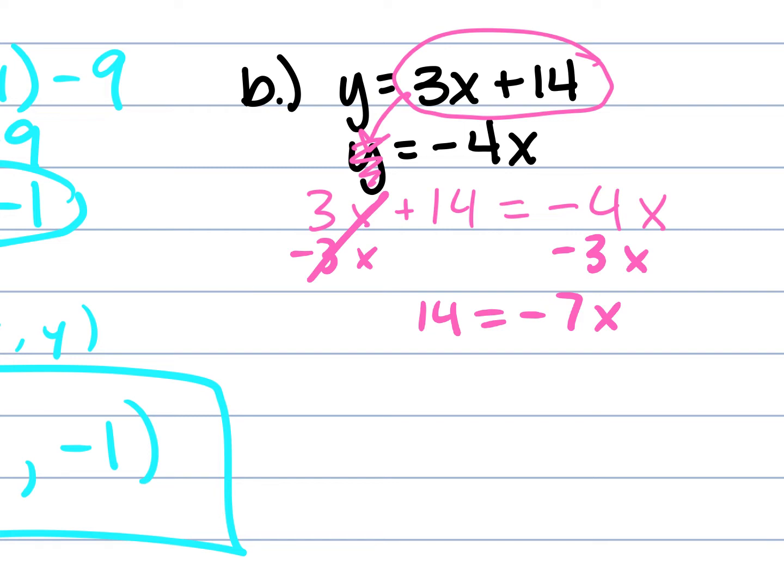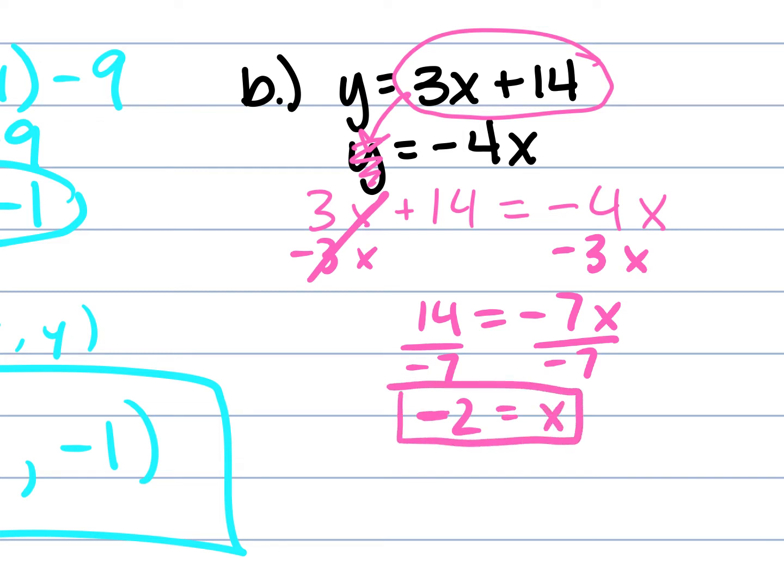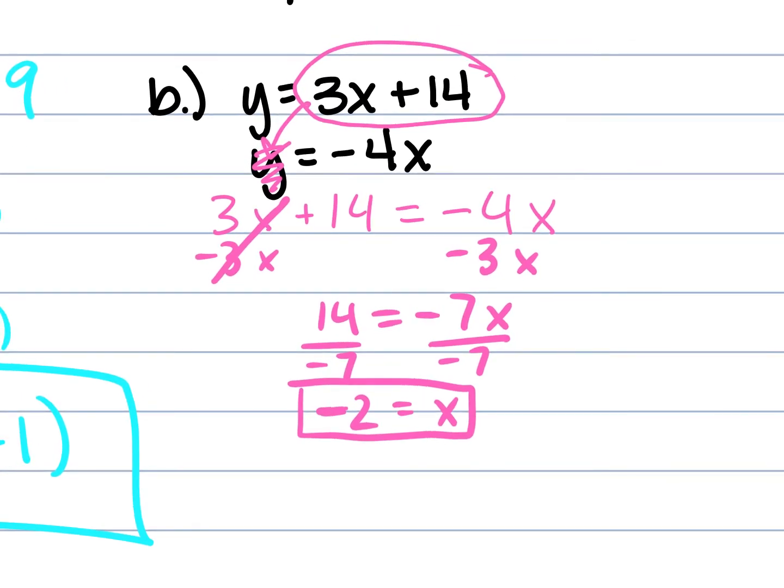And then what can I do next? Divide by what? Divide by negative 7. So it's 14 divided by negative 7. Negative 2. So x is equal to negative 2. That's one of our answers. I still have to find y. So what can I do to find y?